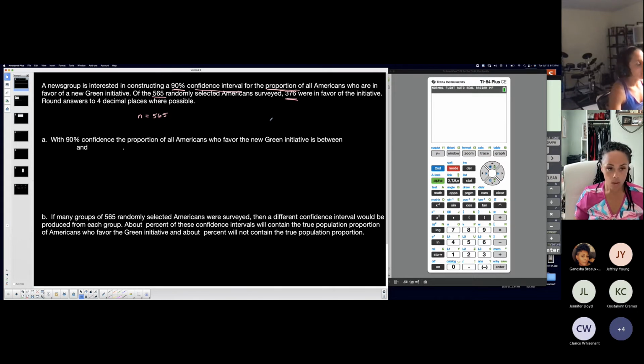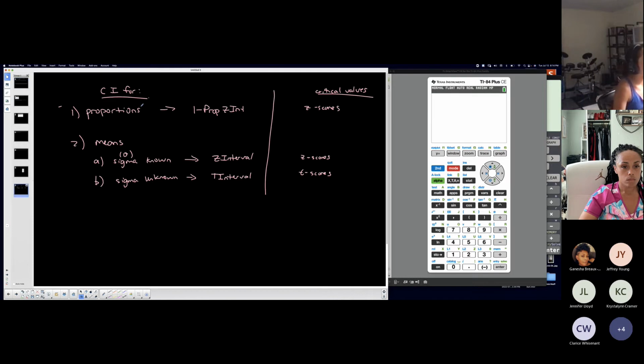So what sounds different? Instead of last week, where it was like, hey guys, find a confidence interval for the population mean of blah. And then they gave you, here's your data, the mean of the sample is this, and the standard deviation of the sample was that, or the population standard deviation was this. Here they're saying out of this many randomly selected, this many of them were in favor of the initiative. In this case, this many of them were success. Remember when we did binomial, we talked about 2 outcomes, success and failure. So you know that you're dealing with proportions.